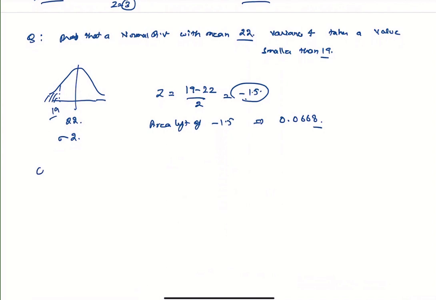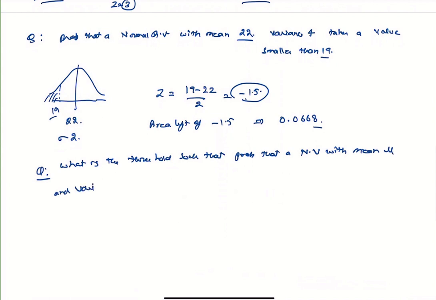The next question is, what is the threshold such that the probability that a normal variable with mean of mu and variance of sigma square is greater than or equal to p.